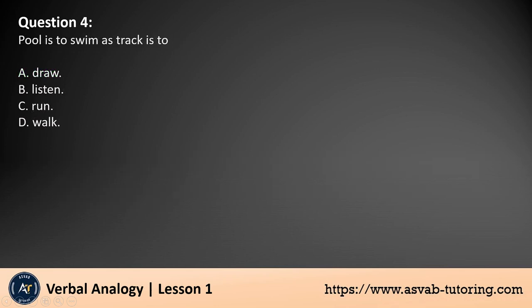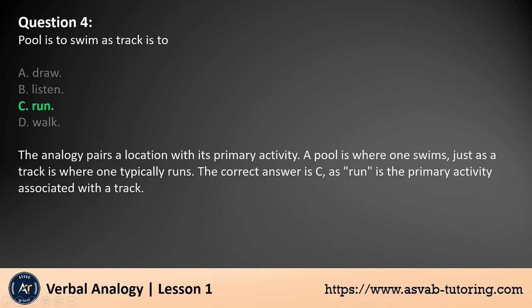Question 4. Pool is to swim as track is to: A. Draw, B. Listen, C. Run, D. Walk. The answer is C. The analogy pairs a location with its primary activity. A pool is where one swims, just as a track is where one typically runs. The correct answer is C, as run is the primary activity associated with a track.